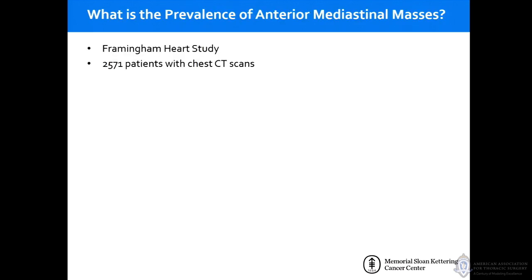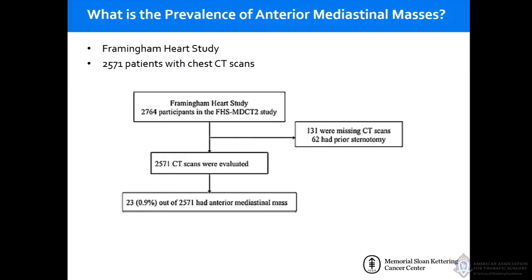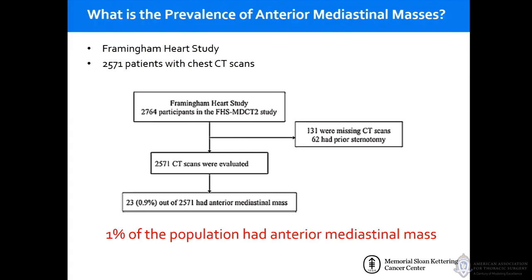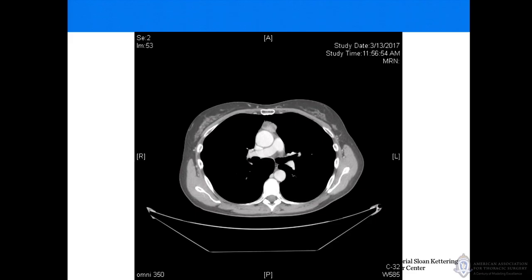So just to start out, what is the actual prevalence of anterior mediastinal masses? Well, we have some data about that actually from the Framingham Heart Study. There were 2,500 patients who got coronary CT scans, and the investigators went back to look at all of those scans in this patient population. Out of 2,500 plus CT scans, 23 of those patients were found to have an anterior mediastinal mass. So just about 1% of the population was found to have an anterior mediastinal mass.